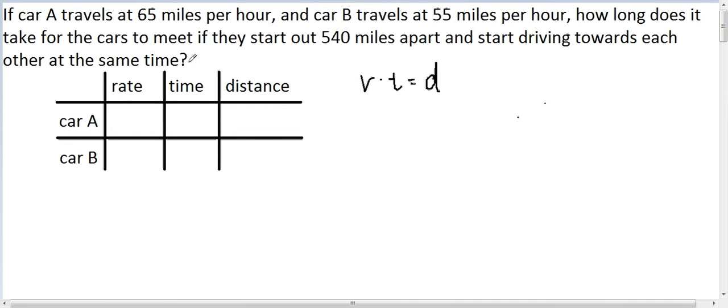Next, let's fill in the entries of this table. The first column is rate, and we're given the rates for both cars. So let's go ahead and fill them in. Car A travels at 65 miles per hour, and car B travels at 55 miles per hour. The problem doesn't tell us how long the cars drove for. That's what we need to find. So let's use a variable to represent the common time. I'll use t for this problem.